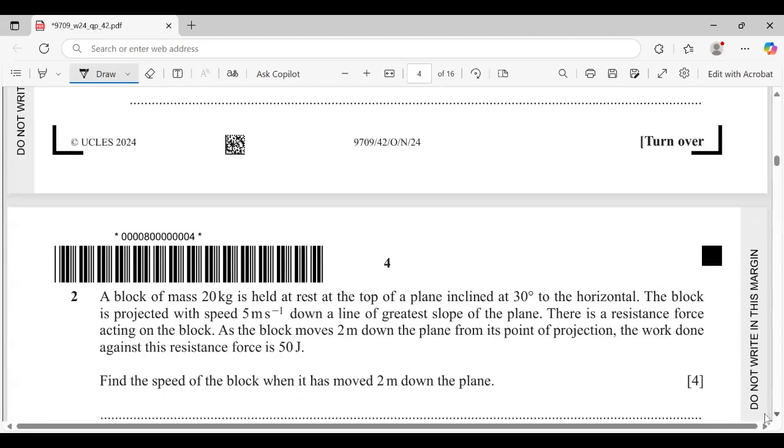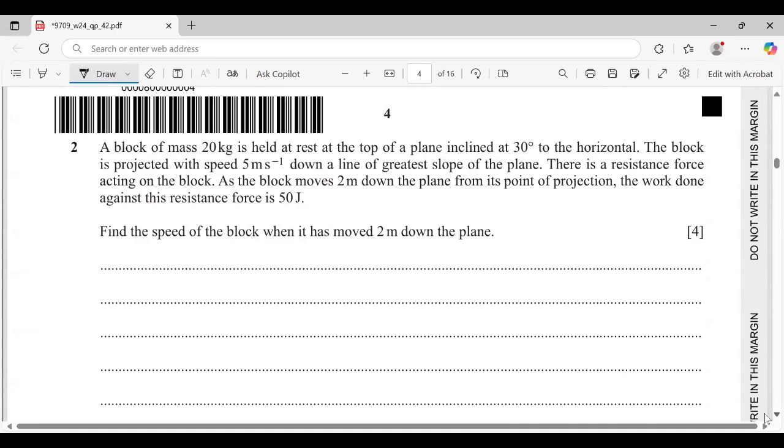Next question. A block of mass 20 kg is held at rest at the top of a plane inclined at 30 degrees to the horizontal. The block is projected with speed 5 meters per second down a line of greatest slope of the plane. There is a resistance force acting on the block. As the block moves 2 meters down the plane from its point of projection, the work done against this resistance force is 50 joules. Find the speed of the block when it has moved 2 meters down the plane.